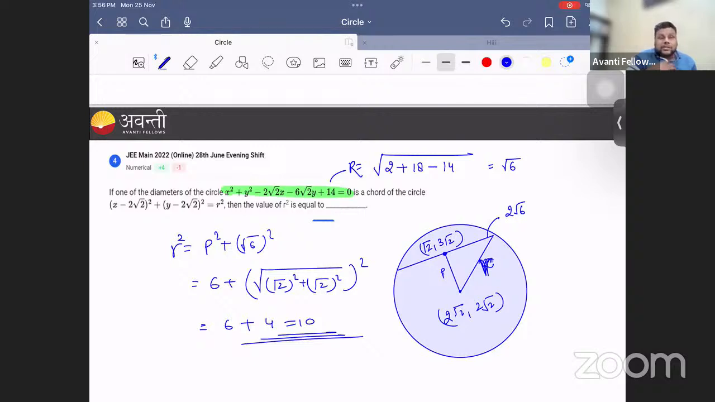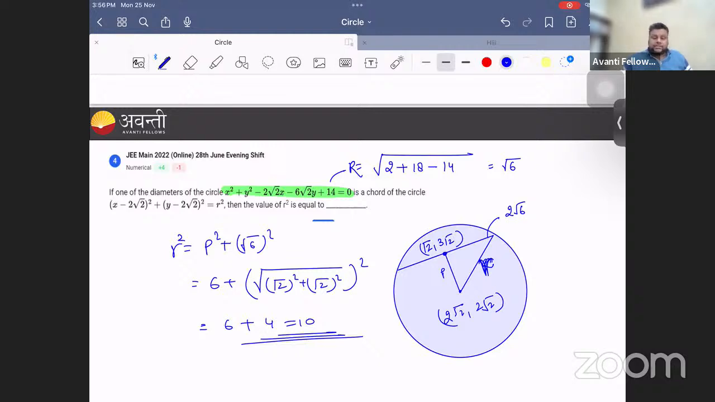So the main concept is that one of the diameters of this circle, the length of the diameter, will be the length of the chord for the other circle. Am I clear? Got it?